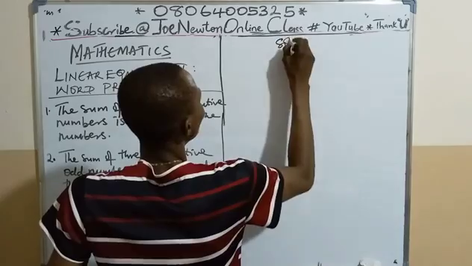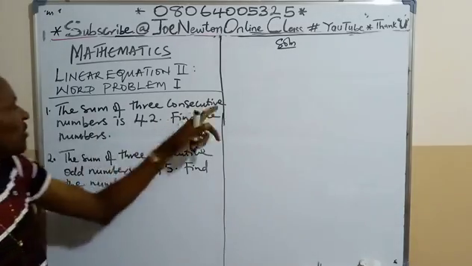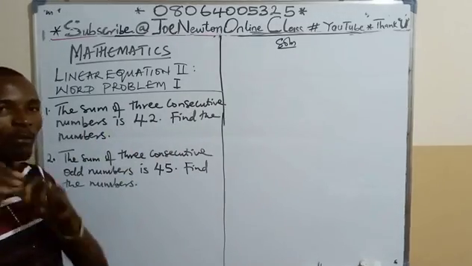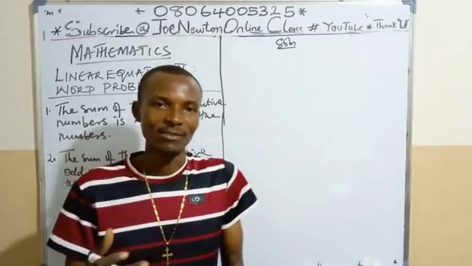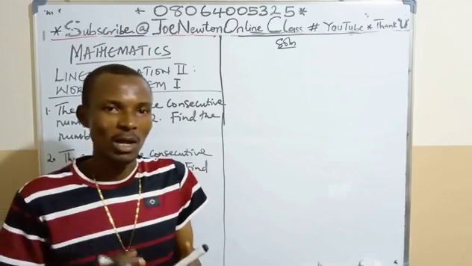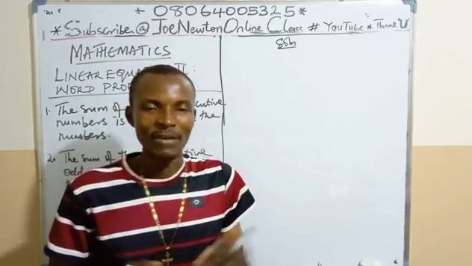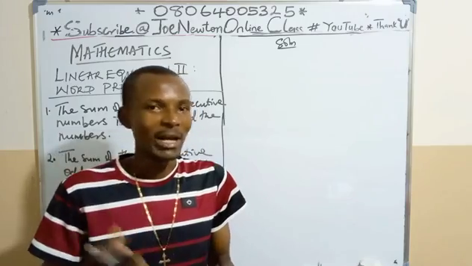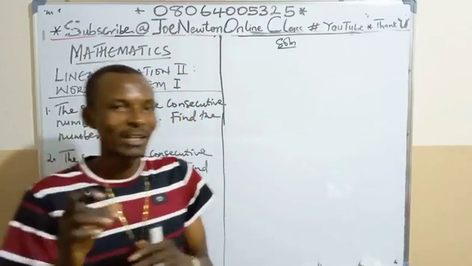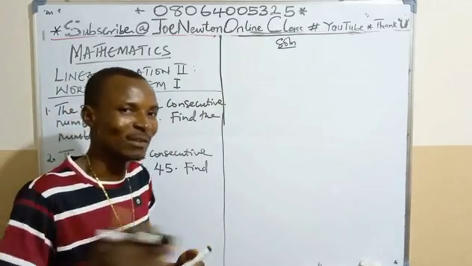Now, solution to question number one. We are given that the sum of three consecutive numbers is 42. What do we mean by consecutive numbers? We mean numbers that are successive. For instance, if I have 1, 2, 3, they are successive, they are consecutive. If I have 1, 7, 9, 11, they are not consecutive. So you should understand the key term there. The numbers we are going to find must be successive.